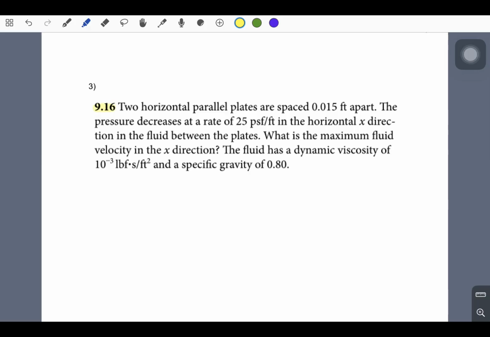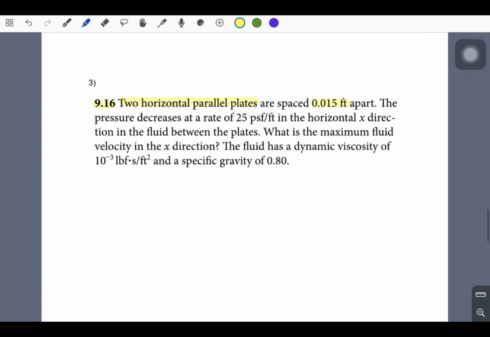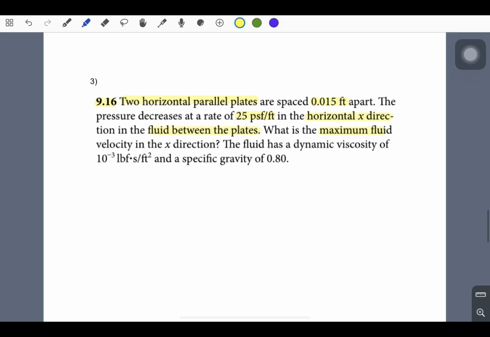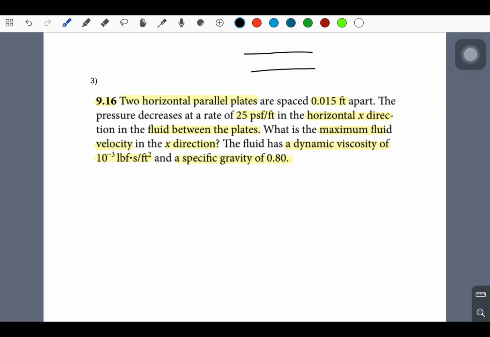This is question 9.16. Here we have two horizontal parallel plates spaced 0.015 feet apart. The pressure decreases at a rate of 25 psf per foot in the horizontal x direction in the fluid between these two plates. What is the maximum fluid velocity in the x direction? The fluid has a dynamic viscosity of 10 to the power of minus 3 and a specific gravity of 0.8. Here we don't actually have a moving plate, so we have two stationary plates.